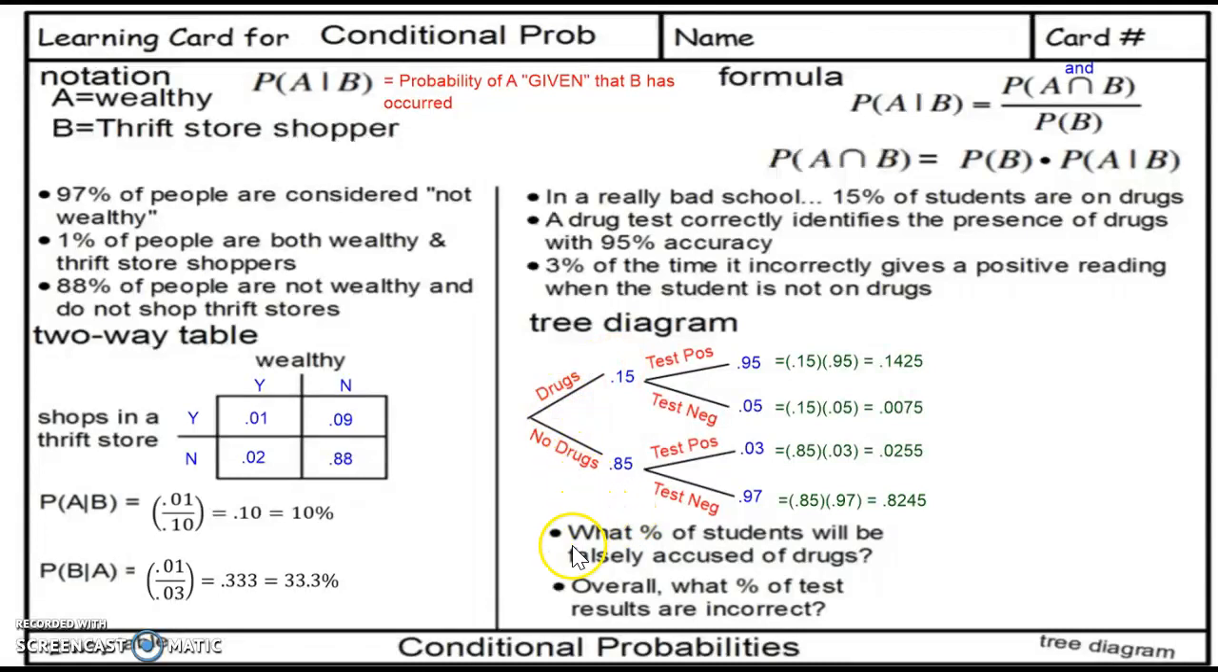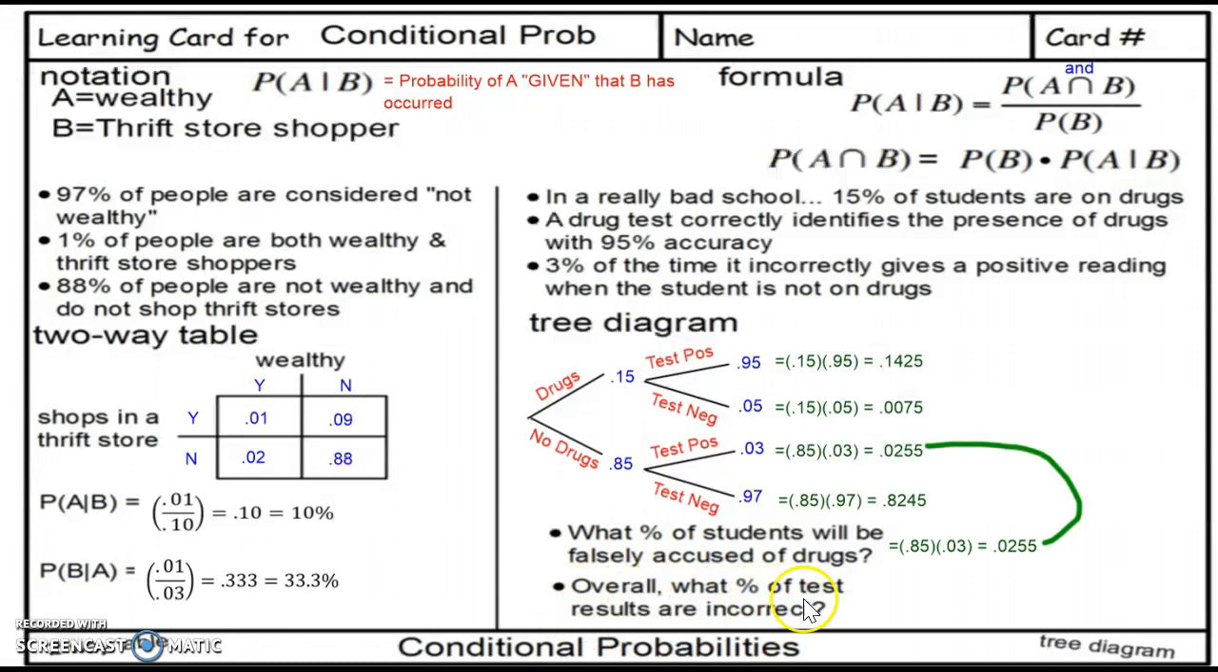But now what about this question? What percent of students will be falsely accused of drugs? Well, if they are not taking drugs, this question means they are not taking drugs, but they test positive. So no drugs, test positive is 0.0255. So the probability for this question right here is 0.0255.